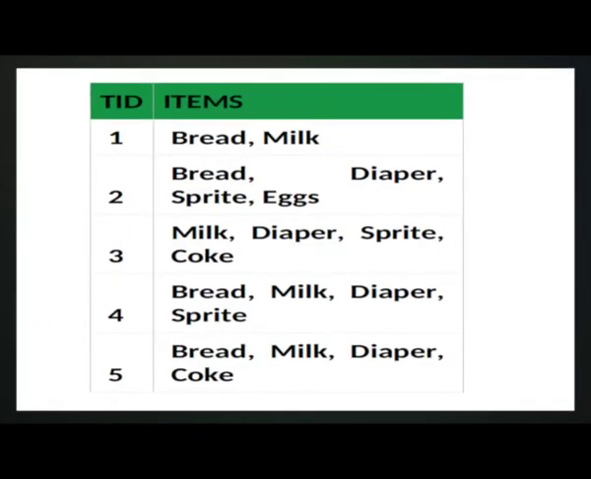For example, consider a table which consists of the transaction ID and the items. The table shows the following transaction IDs and items. The first row consists of the items bread, milk. The second consists of bread, diaper, soft drink and egg. The third consists of milk, diaper, soft drink and health drink. The fourth consists of bread, milk, diaper and soft drink. The fifth consists of the following items: bread, milk, diaper and health drink.